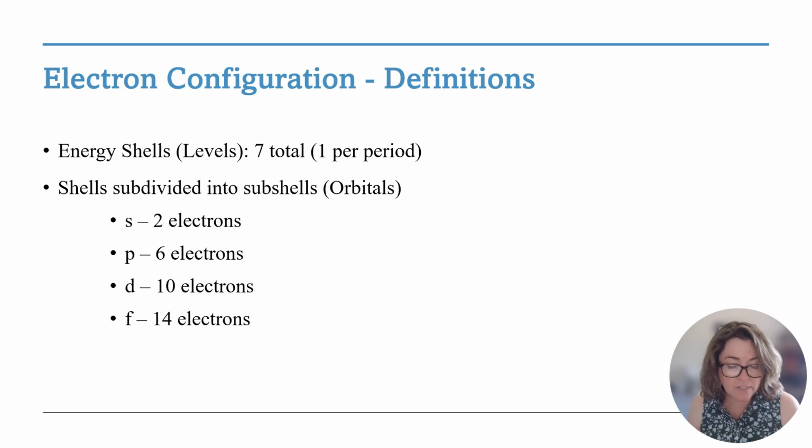The second definition, we are going to be talking about subshells. I tend to call those orbitals. And in each energy level, you are going to find a subcategory of subshell or an orbital, and there are 4. There are s orbitals, those can hold up to 2 electrons, p orbitals, which hold up to 6, d's, which hold up to 10, and f, which holds up to 14 electrons.